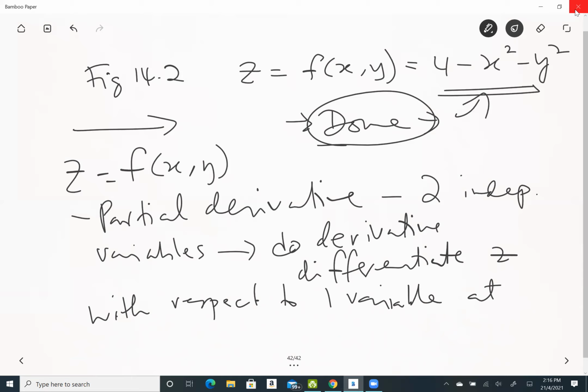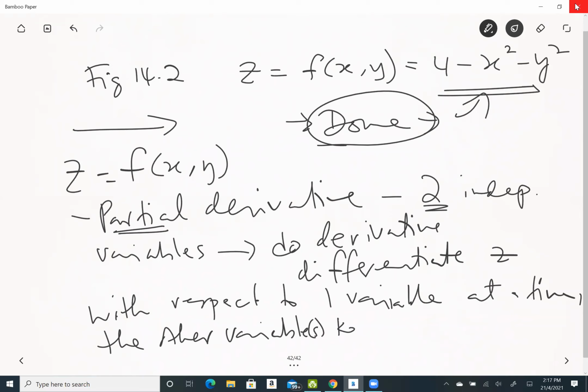So that's why you call it a partial derivative. Now there are two independent variables, but when you differentiate z, we differentiate with respect to one independent variable at a time. Okay, so that's why you call it partial. Now, what happened to the other variable, or variables if there are more than two? We keep them constant.